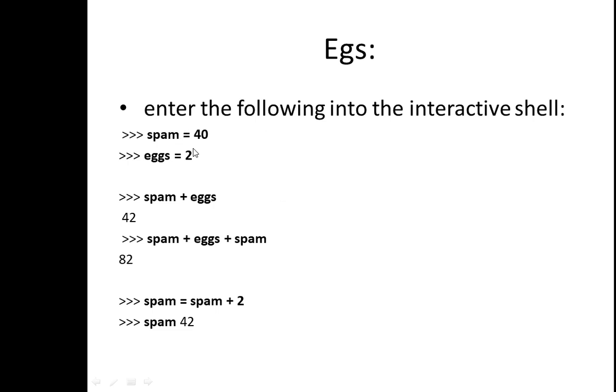Now some examples. In the first statement, spam is equal to 40. Spam is a variable, equal to is the assignment operator, 40 is the value. Here spam is assigned the value 40. Next, x is assigned the value 2. In the third statement, an expression, we have added spam plus x, so you get 42. Now we are adding spam plus x plus spam. What is the previous value of spam? Is it 42 or 40? It is 40, because we did not assign the earlier result into any variable. So spam is 40, x is 2, spam is 40. So 40 plus 2 plus 40 is 82.